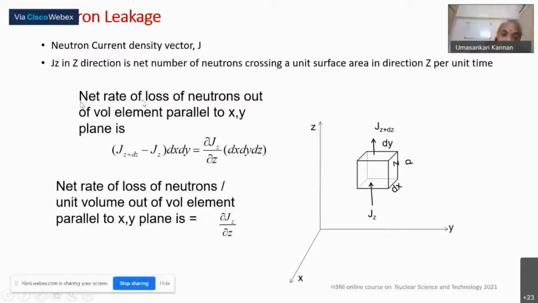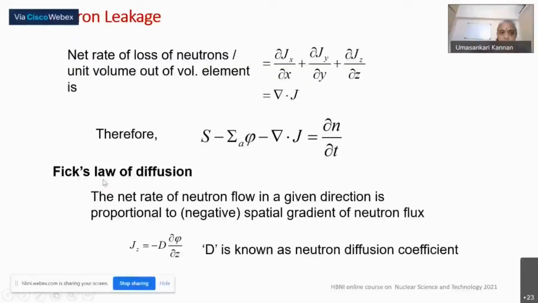So the net rate of loss of neutrons from this volume element parallel to the xy plane is given by J calculated at z plus dz minus J calculated at z, multiplied by the area dx dy, which is nothing but dz times dJz by dz. Or the net rate of loss of neutrons per unit volume will be nothing but ∂Jz/∂z, that is, the rate of change of neutron current density in the z direction. So this is in one direction, which is the z direction.